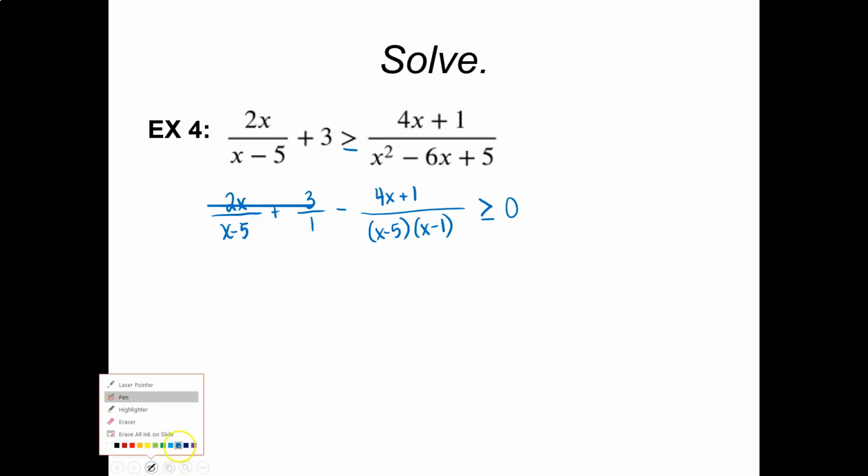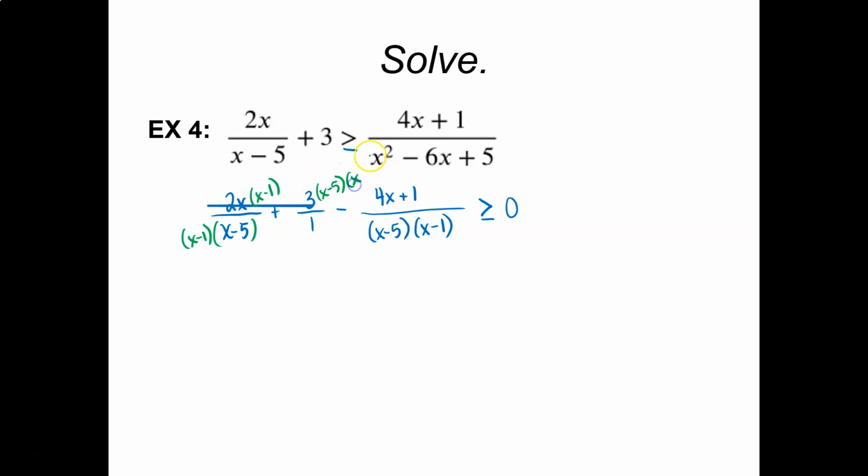Alright, so to get common denominators for this one, we need an x minus 1. For this one, we need both the x minus 5 and the x minus 1. And then the last one does not need anything. Technically, you could multiply that by 0 if you want to, but 0 times anything is just 0, so you don't really need to do that.